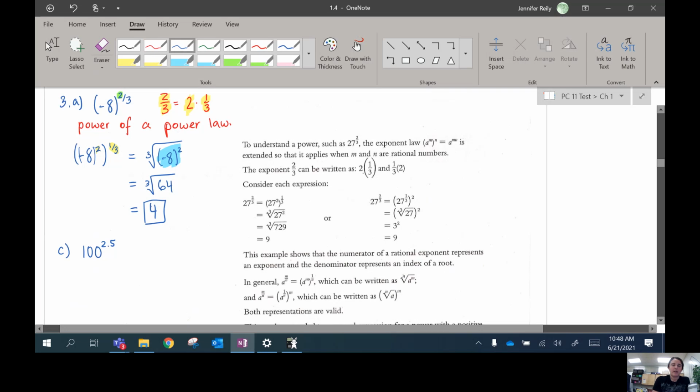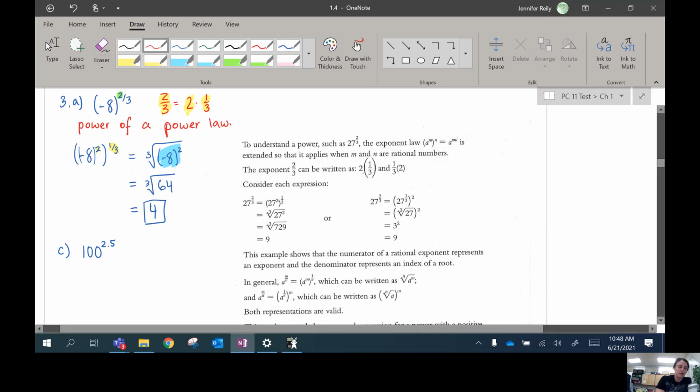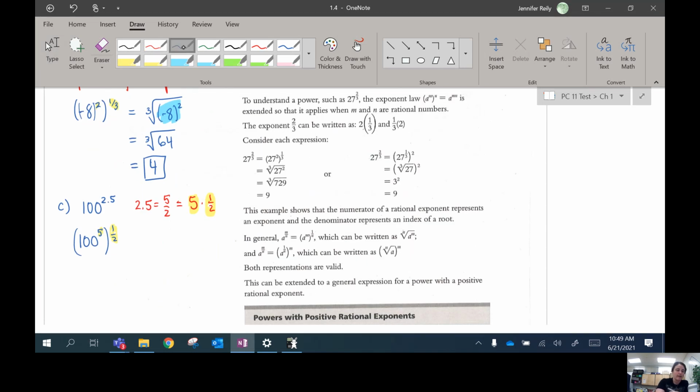So again, I mentioned in one of the sections, you want to change it into a fraction because we can much easier understand fractions rather than decimals. So 2.5 is the same as 5/2. Those are the same number, and we're going to split 5/2 up. 5/2 is 5 times 1/2. Okay, so I'm going to split the 5 and 1/2 here. So I'll have 100 to the power of 5 all to the power of 1/2. So 5 times 1/2 is 5/2.